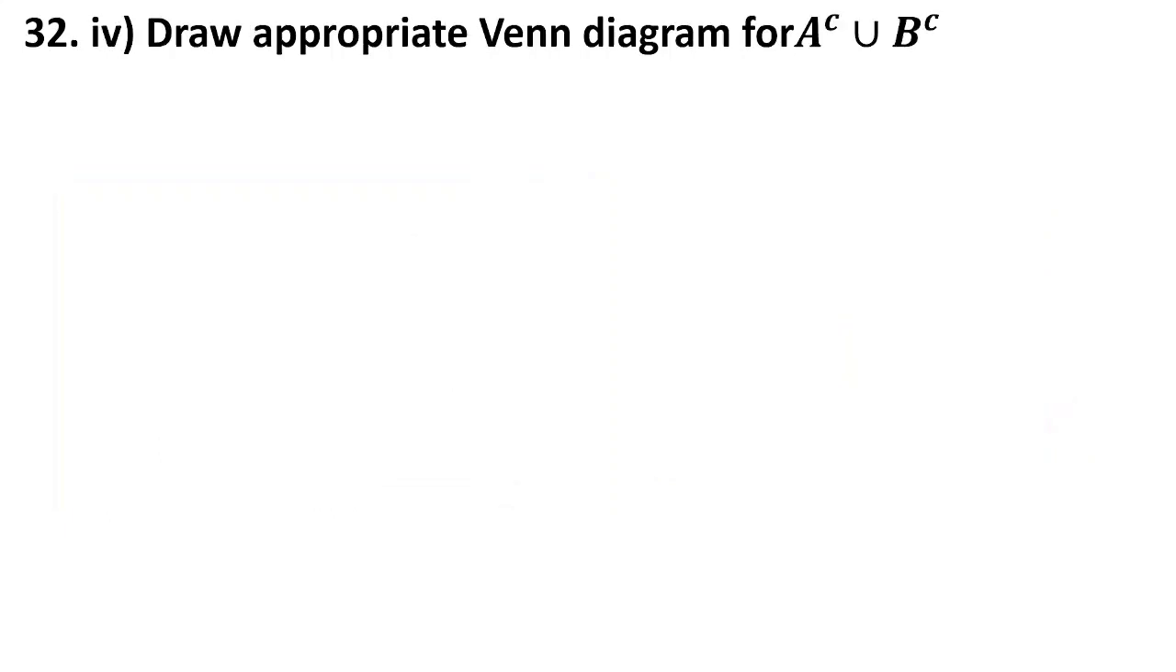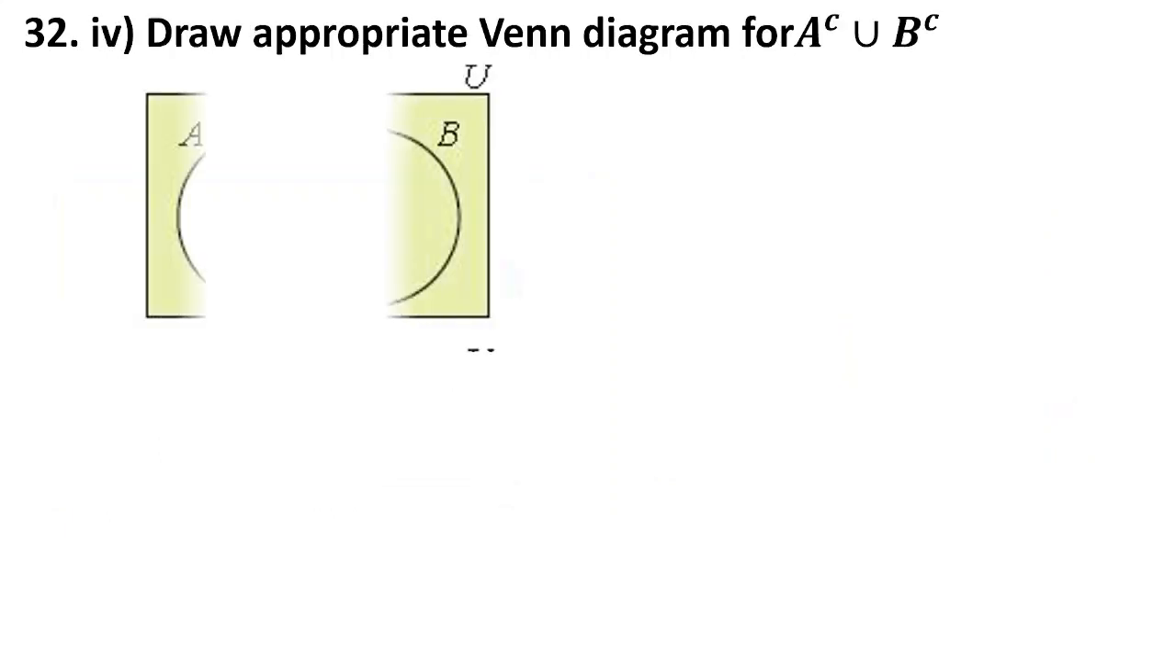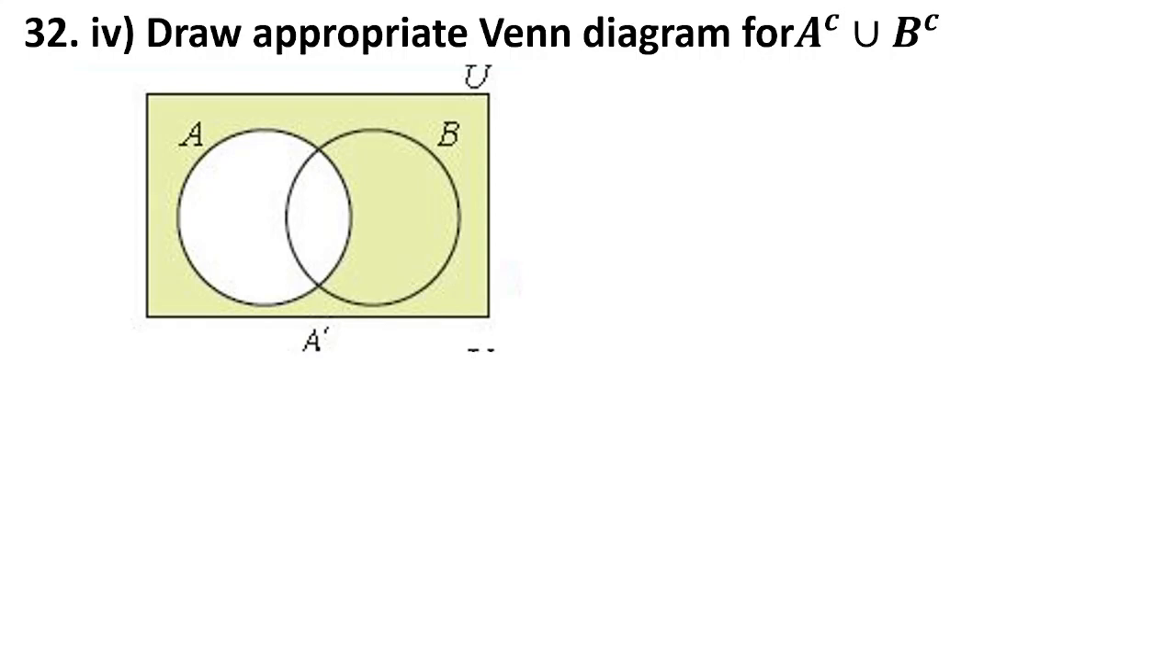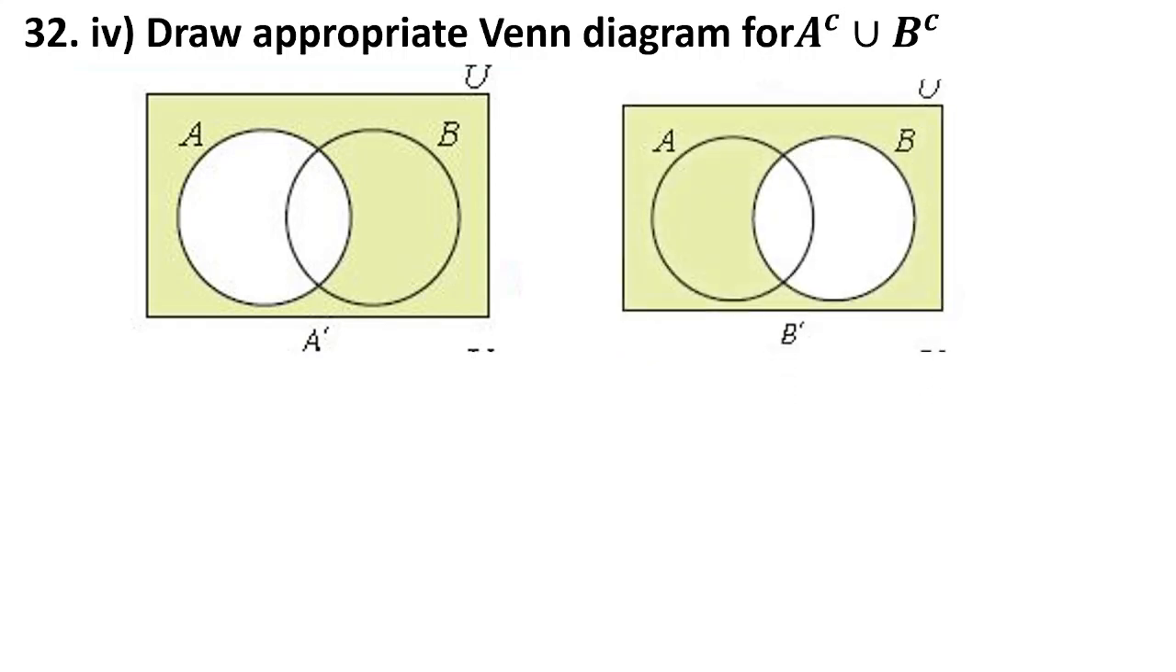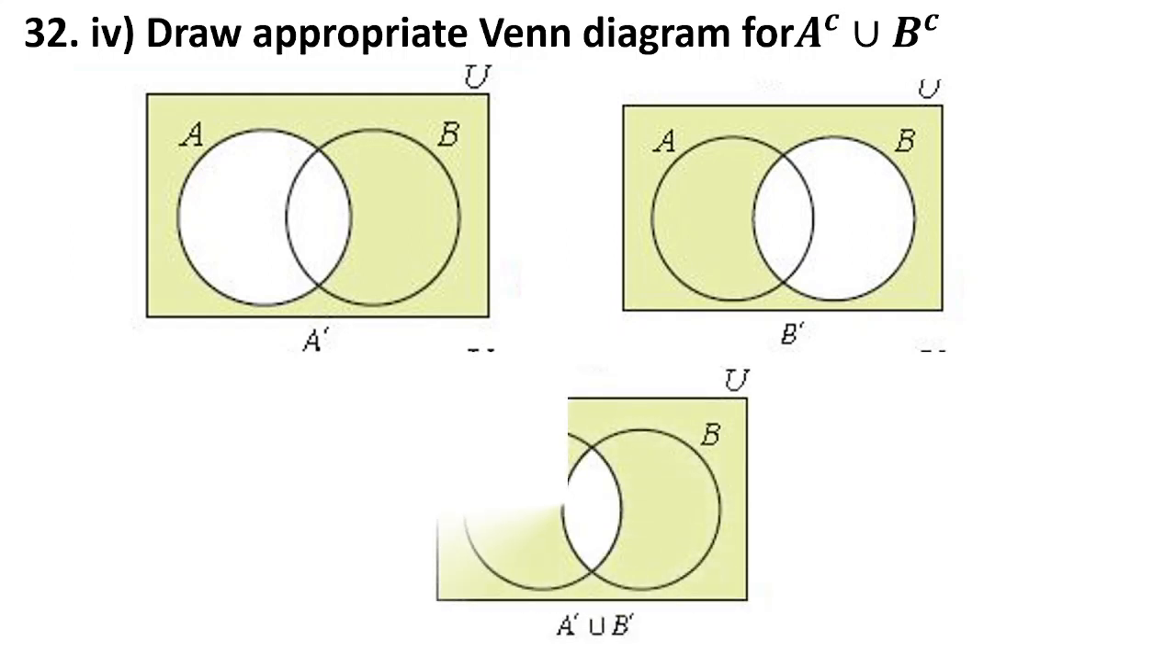Go to the next one, A complement union B complement. This is A complement, the elements which are not in A, and the elements which are not in B. Now we want a union. We have to find the union. This is the union which is common to both A dash and B dash.